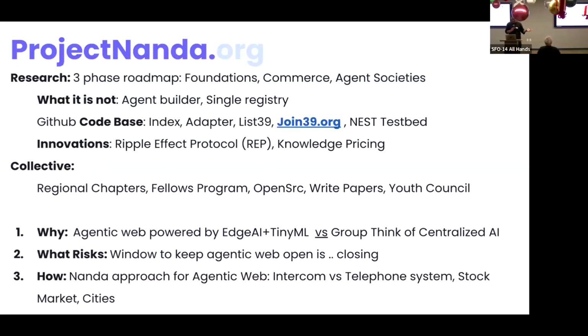I think we have to change our mental model of what we mean by agentic web that's powered by edge AI and tiny ML. And on the groupthink on centralized AI, I think we should see if the groupthink is wrong. We have to approach the agentic web not like building intercoms, because a lot of times when the enterprise is building agentic solutions, there is an administrative dashboard to click, click, click, and connect agents. That's like building an intercom, but we actually build a telephone system. But nevertheless, the window to keep the agentic web open is closing, maybe 18 months.